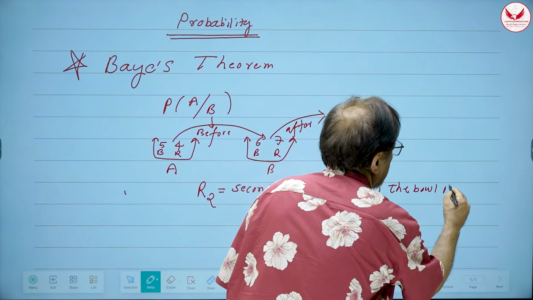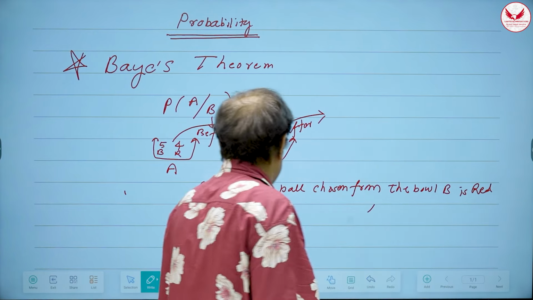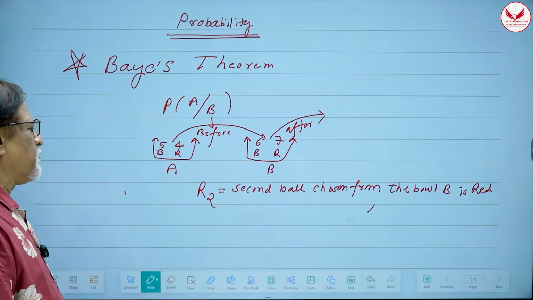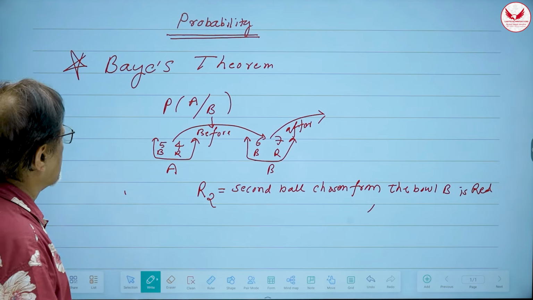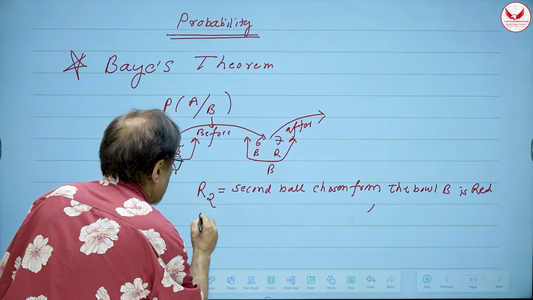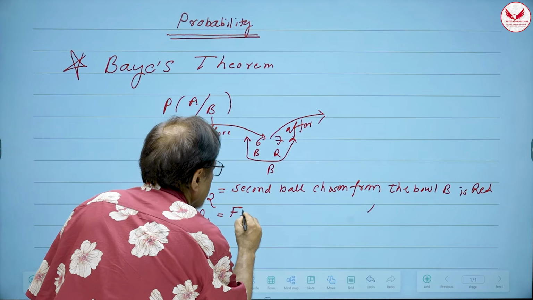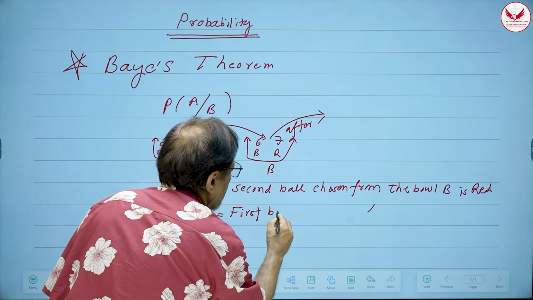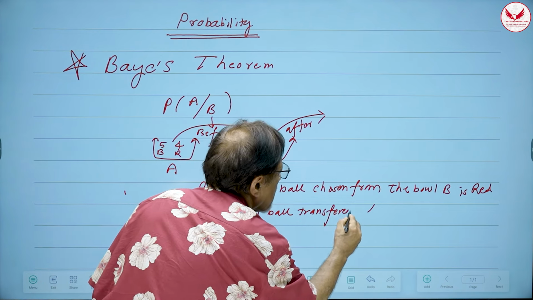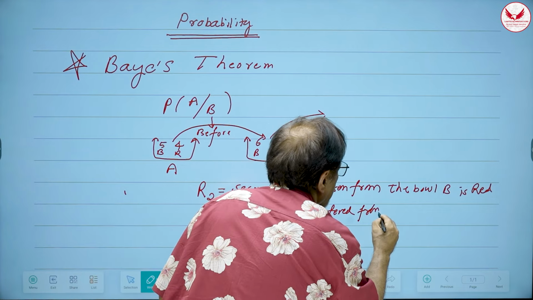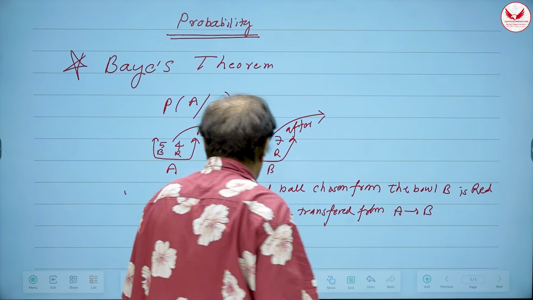The bowl B is red. Very clear, right? So R2 is this event, second ball transferred from bowl B is red. Now there are two events, as I said, occurring first. I will call the first one R1 now: first ball transferred from A to B. Okay, that is R1.